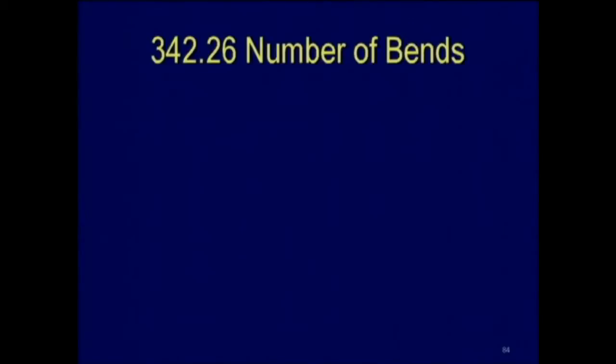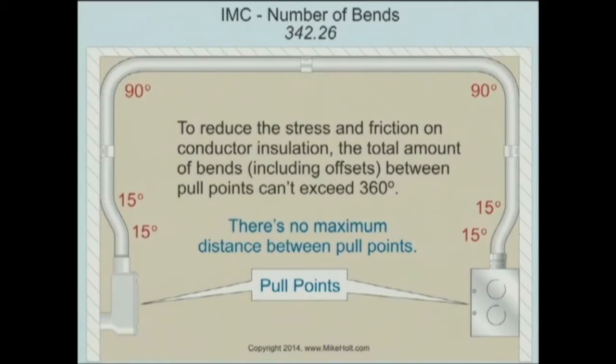342.26, number of bends. The rule is no more than 360 degrees between pull points. It actually says, I think it says four quarter bends. Ryan, if you can read to me exactly 342.26, does it say quarter bends, or does it just simply say the maximum total number of bends between pull points shall not exceed 360? Well, it says both. It says there shall not be more than the equivalent of four quarter bends. Then parenthetically, it says 360 degrees total.